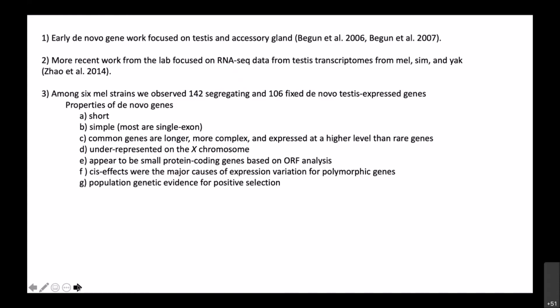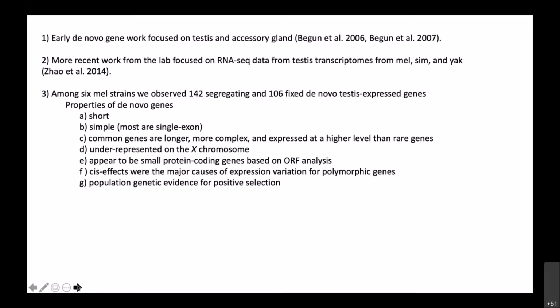So the general properties of these genes are they're short and simple. The rare genes, the genes expressed in only one strain, tended to be shorter and expressed at lower levels compared to genes expressed in multiple strains. They're strongly underrepresented on the X. That's nice because it's consistent with the literature of old or ancestral genes in this species. We suspect that they code for small proteins, but we don't have direct experimental evidence of that yet, and that's an important part of this whole field, to try to understand the protein coding capacity of these genes. For the polymorphic genes, we found that cis effects were the major cause of the expression variation. So the genetics is pretty simple for these testis-expressed genetic novelties.